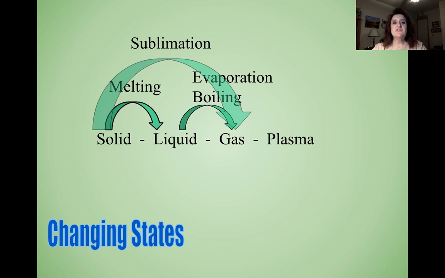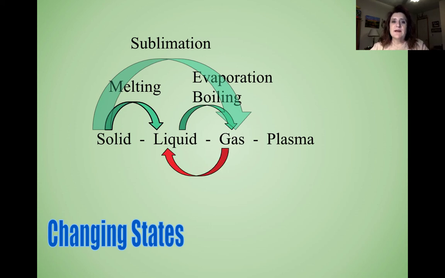And sublimation, there's only one place that we know of that sublimates, and that is dry ice. Dry ice goes directly from a solid to a gas, even though you put it in a liquid to make that happen. You don't have to put it in a liquid, it'll just happen.